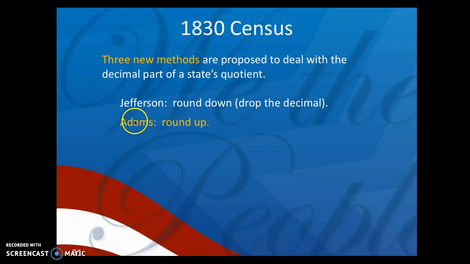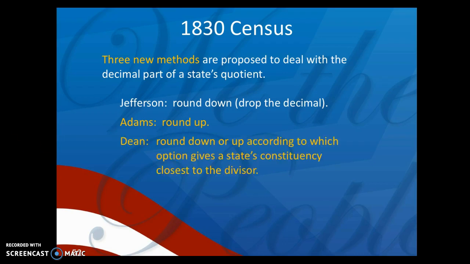His philosophy was more representation is better. All right, and at this time, one of his good friends was Daniel Webster. And Daniel Webster happened to be the chair of the Senate Apportionment Committee at the time. So there's many letters that we have from Adams writing to Webster saying how much he didn't like the Jefferson method. He proposed his roundup method.